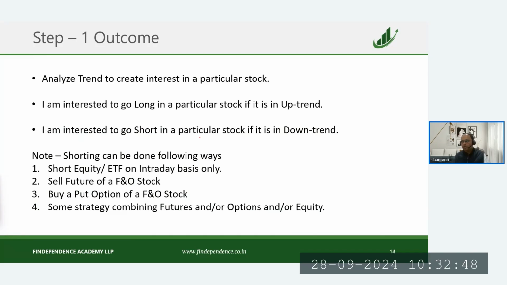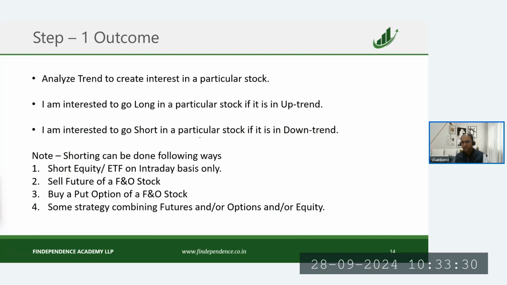I am interested to go short in a particular stock if it is in a downtrend. So shorting is done only on stocks that are in a downtrend. Now there are different ways to short. I am just briefly mentioning a few of those things. I won't be discussing how to go long or how to go short in this particular webinar. It will be just arriving at a decision whether we want to go long or whether we want to go short. There are different ways how you want to go long or how you want to go short.